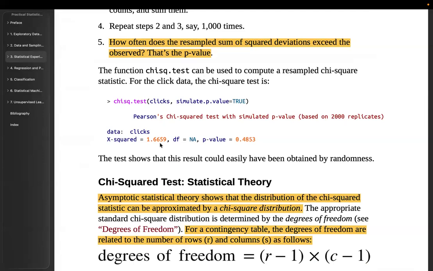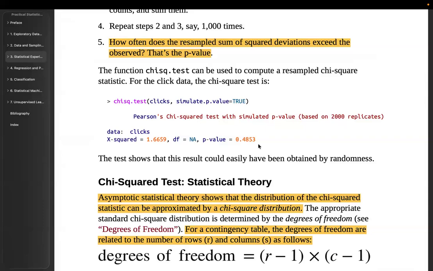So yes, we got the same number through programming, through this function call. And we don't need df here. The p-value here is 0.48. If you see now, it's a big p-value, so that means it's not statistically significant.